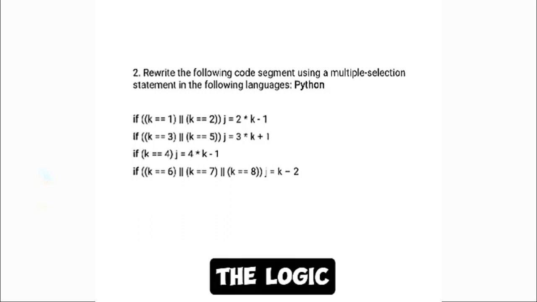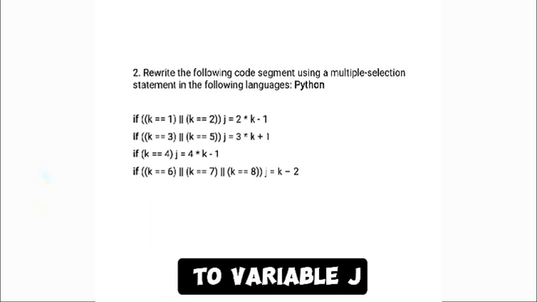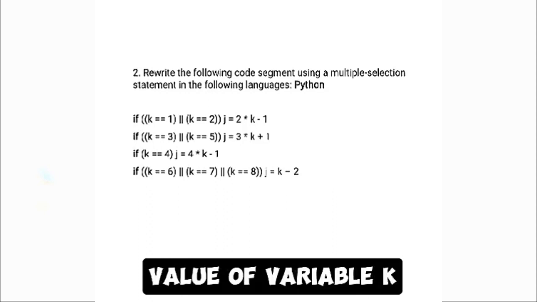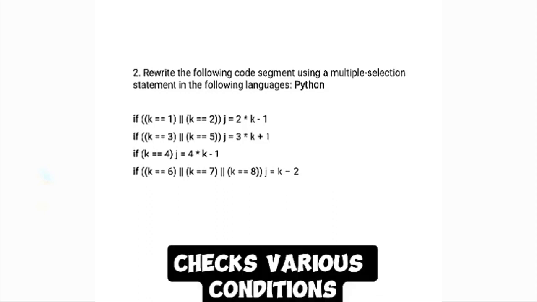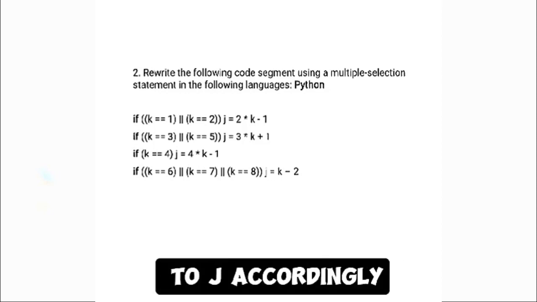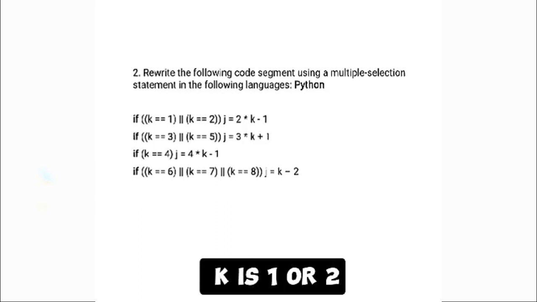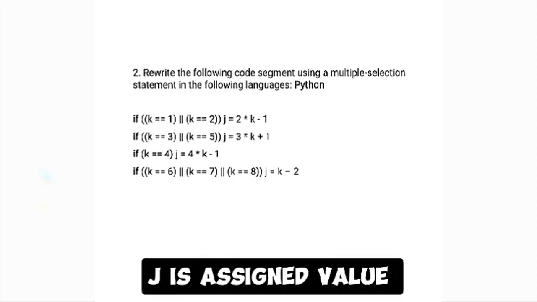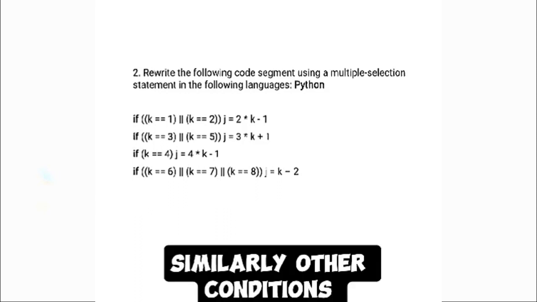First, let's understand the logic behind the code. The code segment assigns a value to variable j based on the value of variable k. The original code checks various conditions for k and assigns values to j accordingly. For example, if k is 1 or 2, j is assigned a value of 2 times k minus 1. Similarly, other conditions are checked. Now, let's rewrite the code segment using a multiple selection approach in Python.